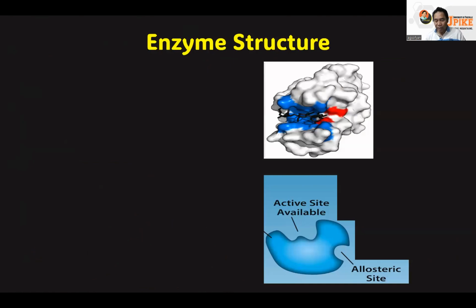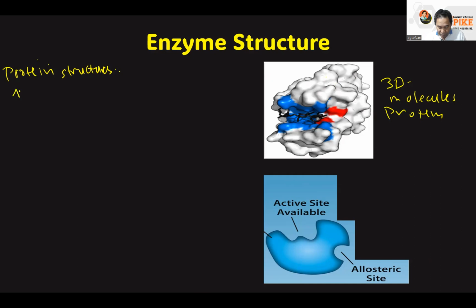Now the structure of an enzyme. Okay, the enzyme looks like this. This is actually a 3D molecule. That's the structure of an enzyme, which is a 3D molecule of proteins. So if we review the protein structure, you still remember there are four protein structures. The first one is called the first or primary structure.